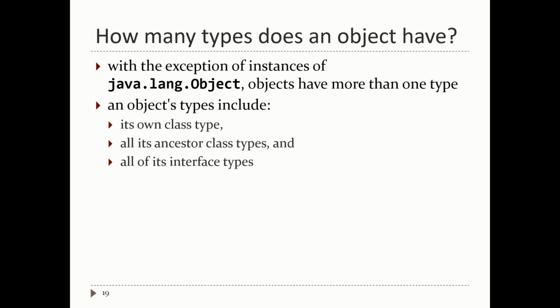All right, now what else? I want to talk about how many types an object actually has in the Java language. I've already told you that every object, one of its types is also Object. I've also told you that if you implement an interface, then one of the types of that object is the interface type. So it turns out in Java, objects have more than one type. The types of an object include its own type, whatever class it's defined in, all of its ancestor class types, and all of its interface types. So it's possible to have an object that has dozens of different types.